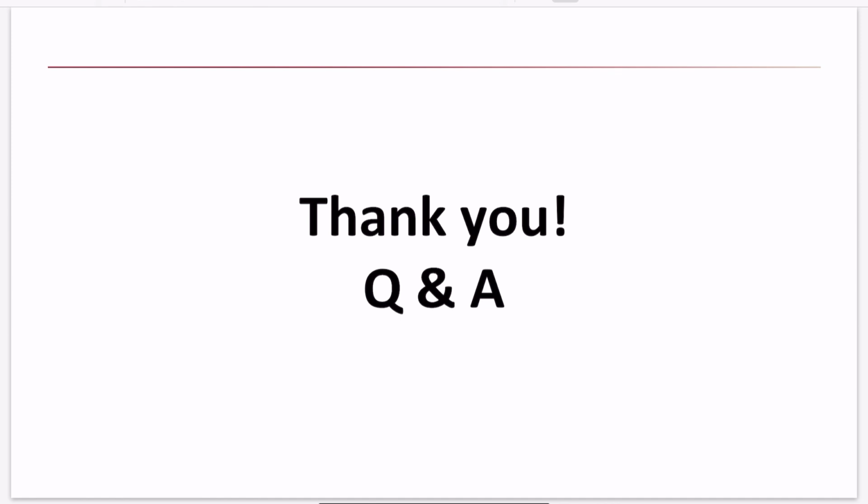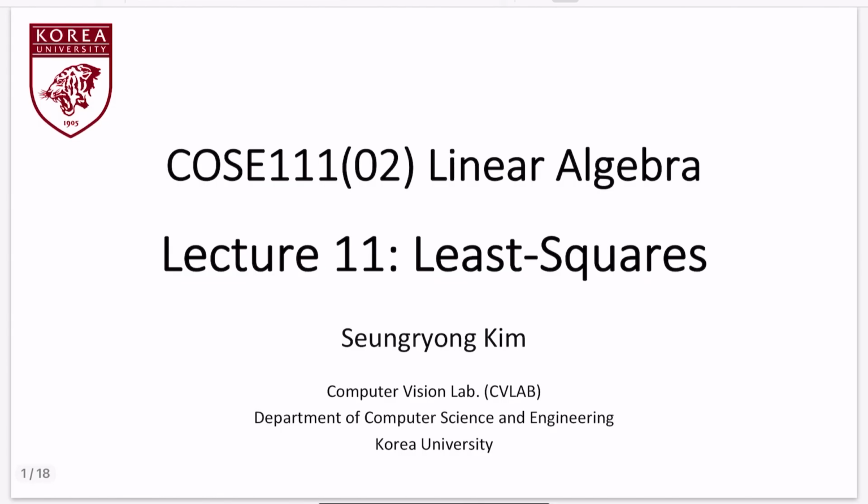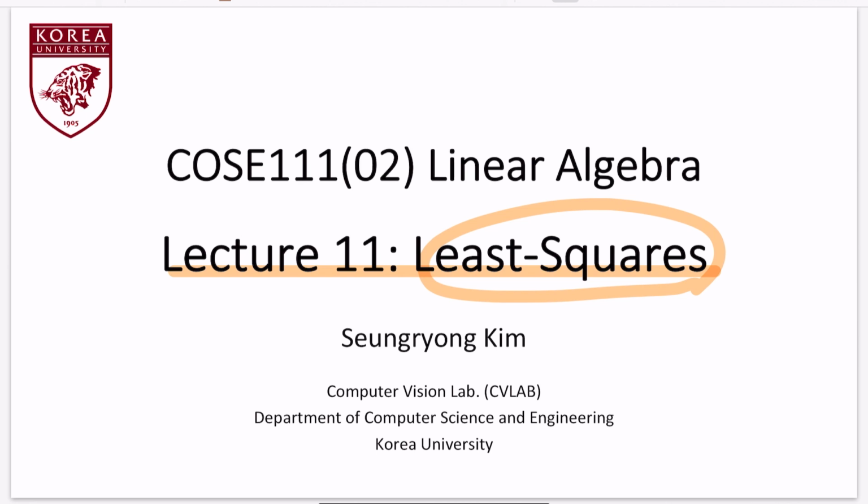So that's it. From now on, let's move to lecture 11, least square solution. This is just an application of lecture 9 and lecture 10. From now on, we'll talk about the least square solution. This is an approximate solution using some kind of orthogonal projection.